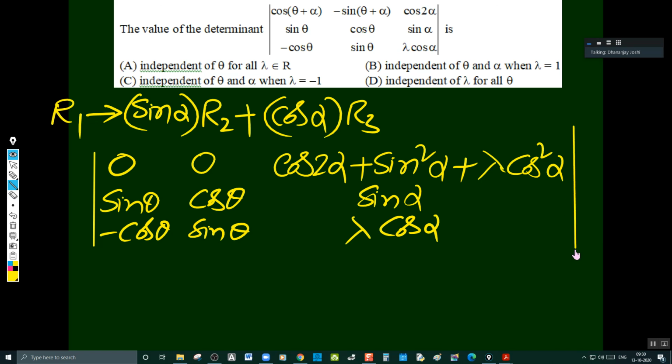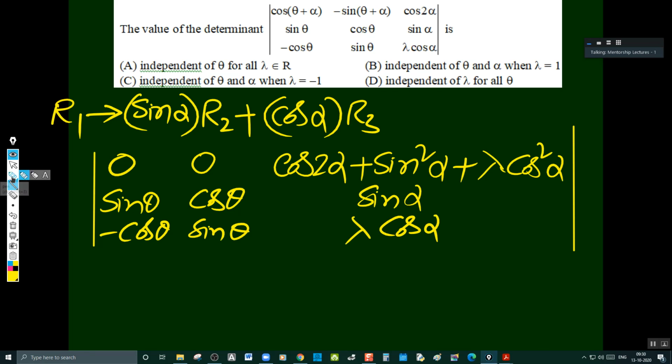If you see the determinant here, every one of you, please observe that carefully. The third element of the first row into its cofactor. Sin square theta plus cos square theta becomes 1. It is independent of theta because all are alpha only. It is independent of theta for all lambda belongs to R. So A is the correct option.